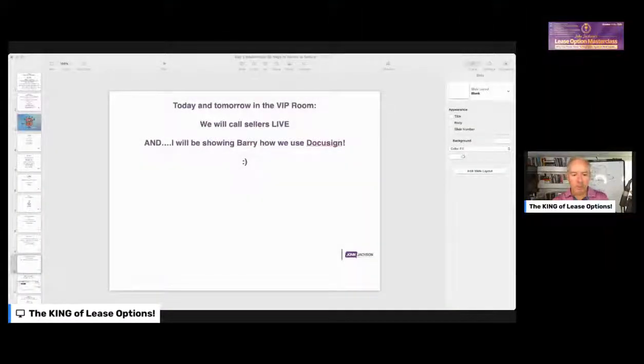We got about 2 more slides here real quickly, guys. Again, tonight I'm about to join the VIP room, so I'll see you there on Zoom. Today in the VIP room, I'll be calling a couple sellers live because I've already gotten seller price sheets in. I've gotten lead sheets in, so I'm going to call sellers live today in the VIP room, and tomorrow in the VIP room.